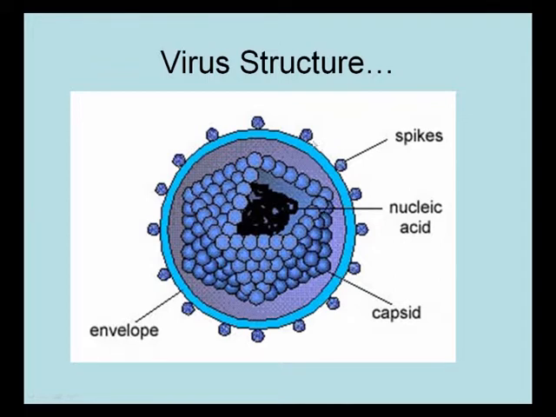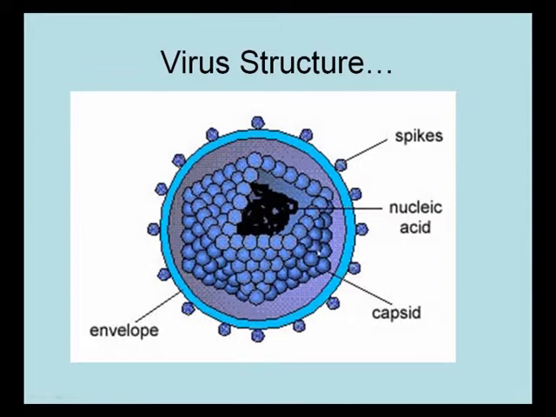But some viruses have an envelope around the outside. Now the envelope is actually a piece of the membrane surrounding the cells that it infects. So the virus has taken a piece of the membrane from the cell that it infects, and it's added a few of its own proteins. We call these spikes, and these spikes help it to attach and enter its target cell.